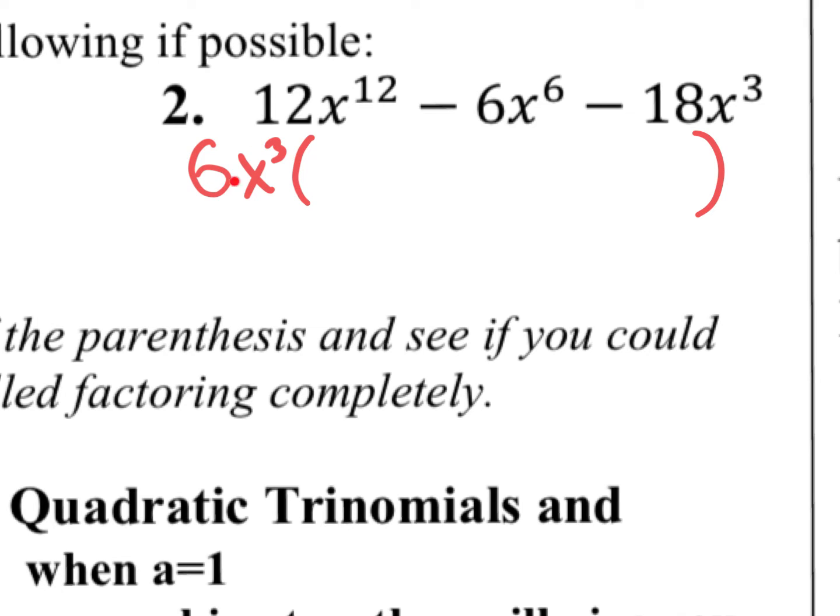Okay, so 6x to the third times what gets us the 12x to the 12th? 2x to the 9th, because 3 plus 9 is 12. There you go. How about the middle term? Minus x to the 3.